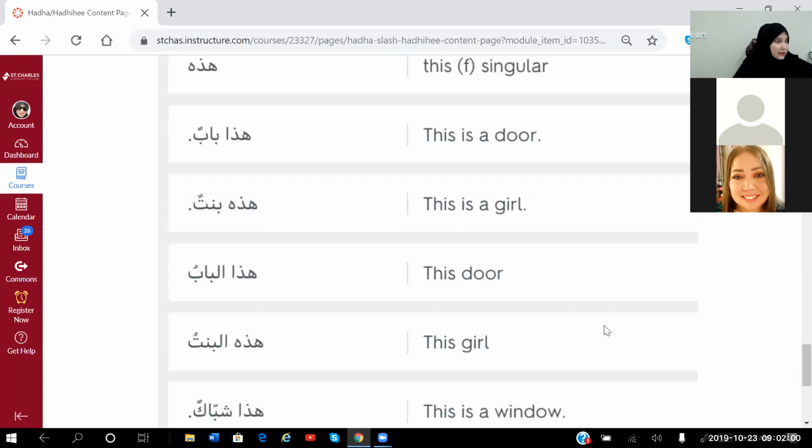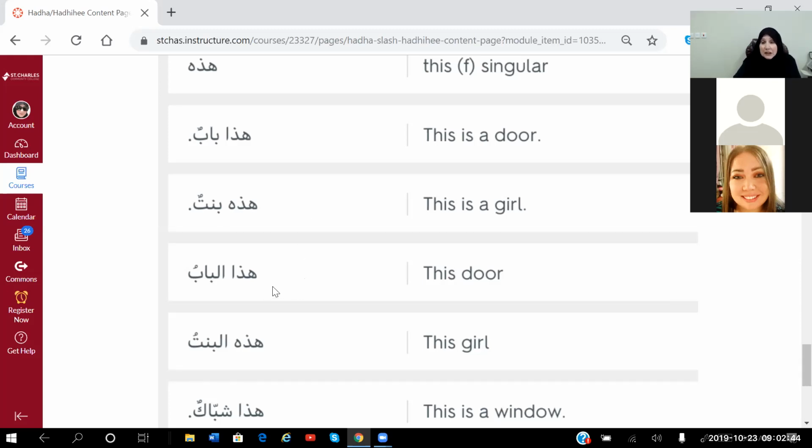Okay, some other examples here. If we want to say this is a door, we say hada babun. It's a full sentence. This is a door, hada babun. If we want to say this is a girl, we say hadihi bintun. Bint is a feminine noun. It doesn't end in ta marbuta, so it could be kind of deceiving if you don't know what it means. But because bint means girl, by its very nature, it's feminine. So we use hadihi. Hadihi bintun.